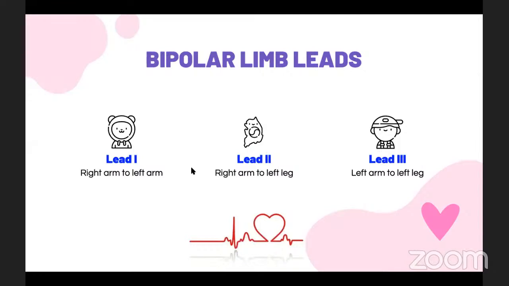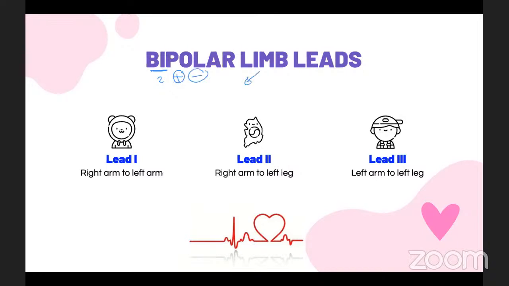The first type of lead is known as the bipolar limb leads. Again, I'm going to ask you guys, what does bi mean? You guys have already answered this, so it should be easy. 2, perfect. And then polar, we're talking about bipolar. So 2 of the polarities, both the positive and the negative poles.